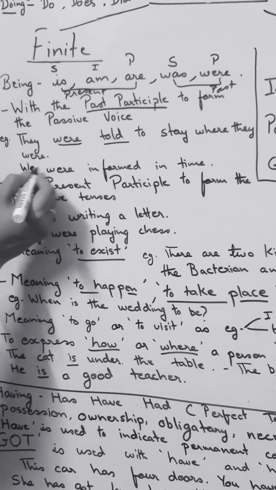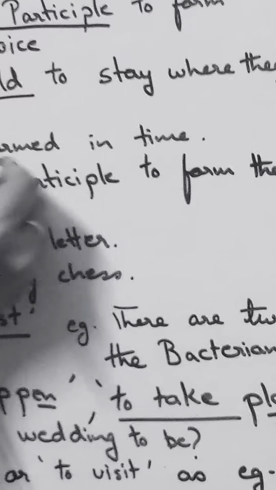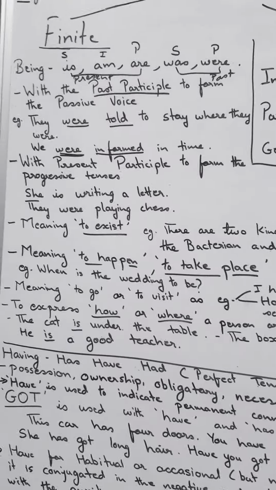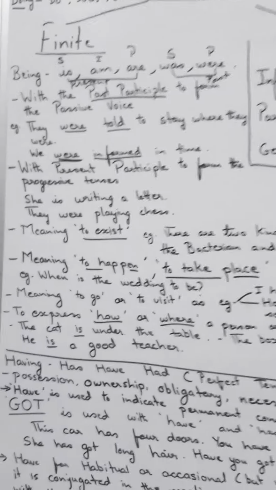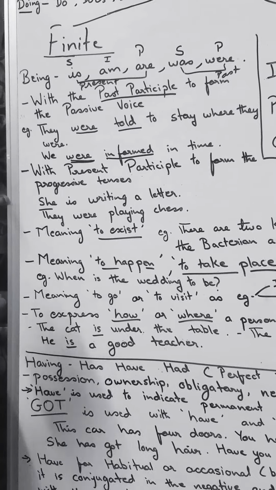One more example: we were informed in time. So when we have a combination of being plus past participle, we have passive voice.